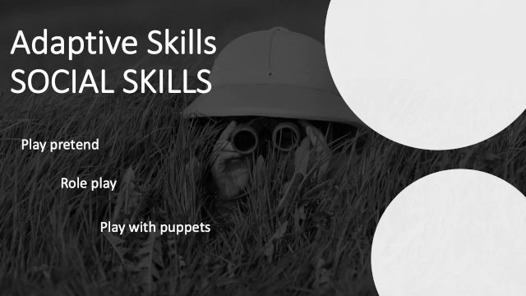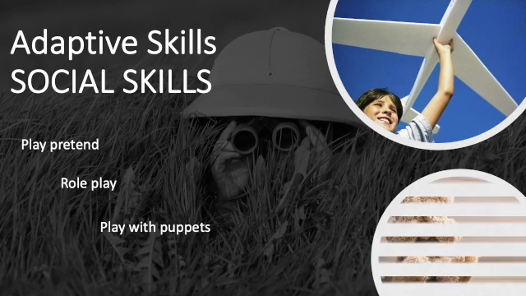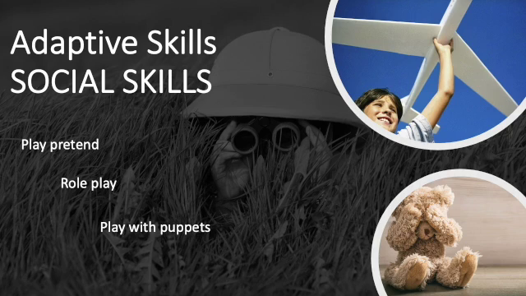We're done with all of the complicated things. Let's move on to adaptive skills. People with intellectual disabilities and developmental delays need lots of practice with adaptive skills. The first set of adaptive skills are social skills. Social skills are ways that we can communicate with others, make friends, and just live life to the fullest. We can help children practice social skills by playing pretend, role playing, playing with puppets, or any way that they can practice communication and socializing.